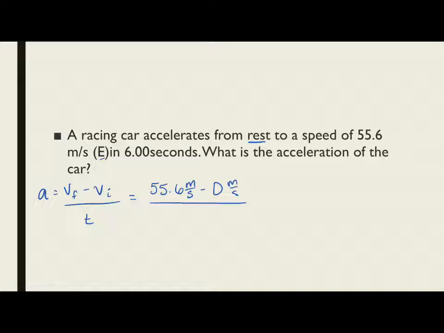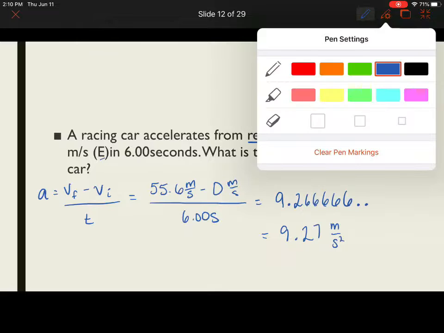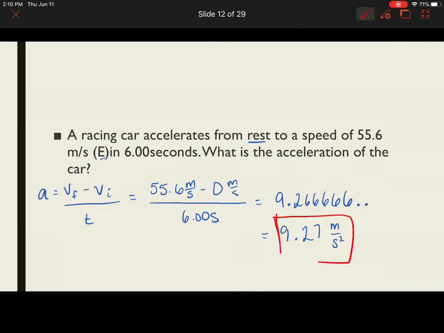Divide that by the time, which is 6.00 seconds, and we get, and also, by the way, we're looking for something with 3 significant digits, 9.26 continuing, so that looks like 9.26666666 keeps going. If I want to round that to 3 significant digits, that'd be 9.27, and we got meters per second squared as our units there. So there we go, there's acceleration.